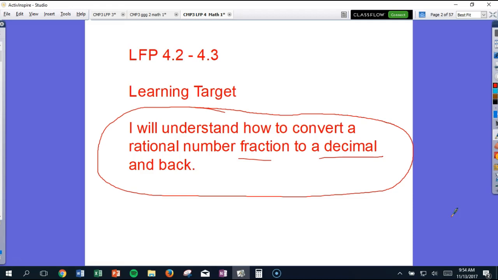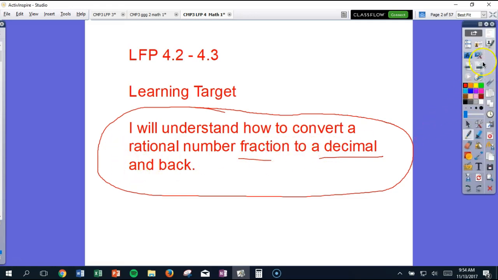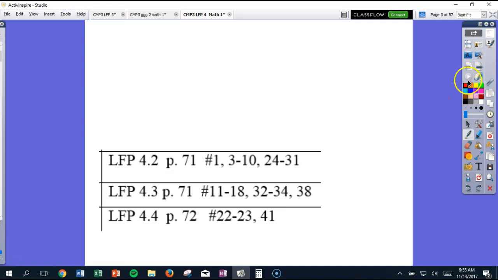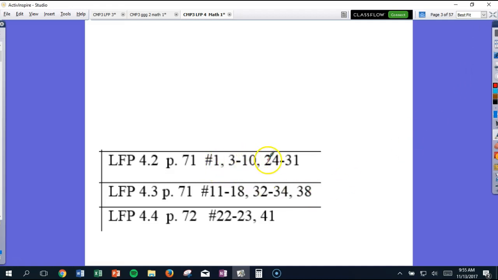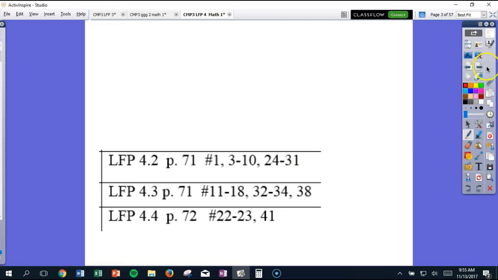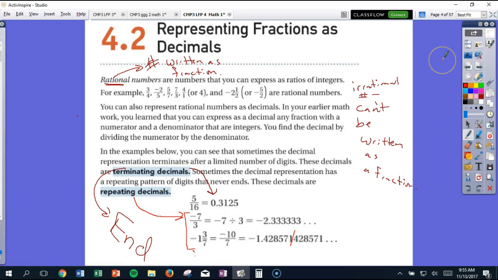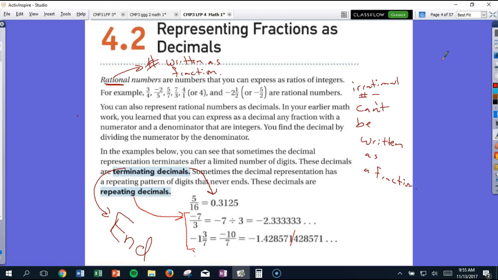Our learning target for both 4.2 and 4.3 is I'll understand how to convert a rational number fraction to a decimal and then back to a fraction again. Our ACEs for 4.2 is going to be number 1, 3 through 10, and 24 through 31. So in 4.2, we want to be able to represent fractions as decimals. And then in 4.3, we're going to take decimals and turn them back into fractions.